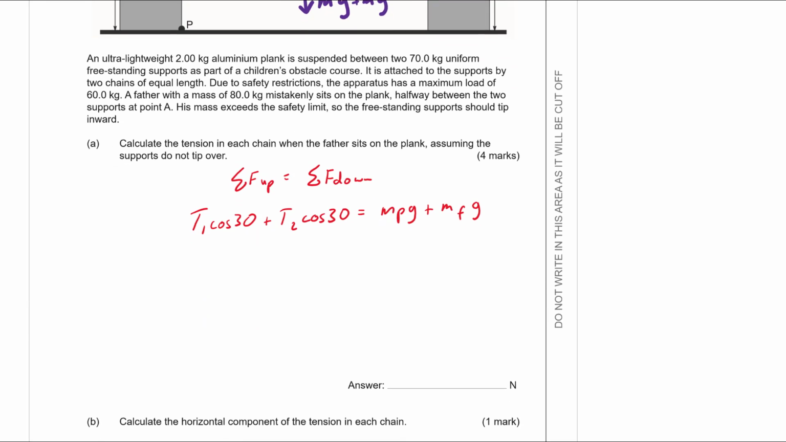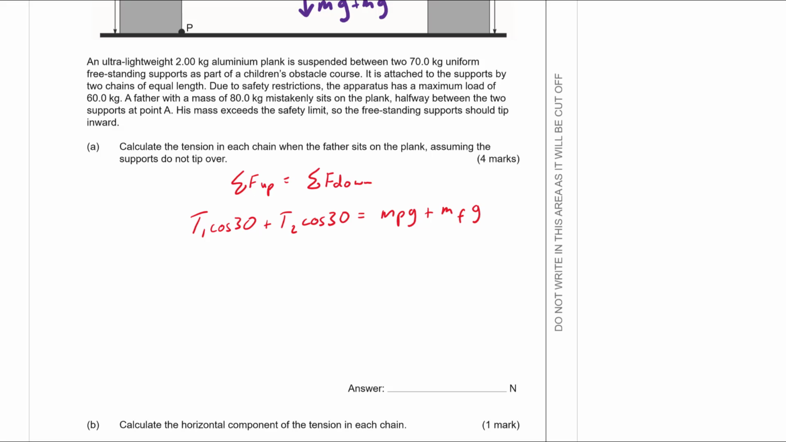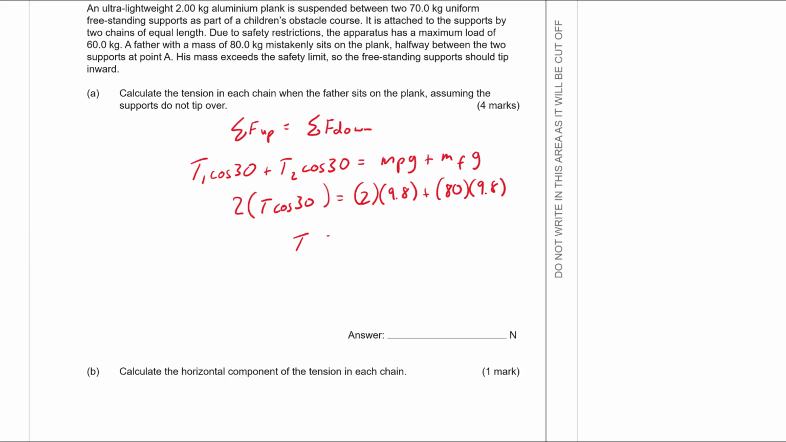And now if I sub those values in, knowing that the tension in each chain must be equal, because notice that they're acting at the same angle and the person who's standing on it is right in the middle, I can just simplify that down to 2 T cos 30, and that's going to be equal to 9.8 plus 80. And then I break that down further and end up getting T is equal to 103.6 over 2 cos 30.